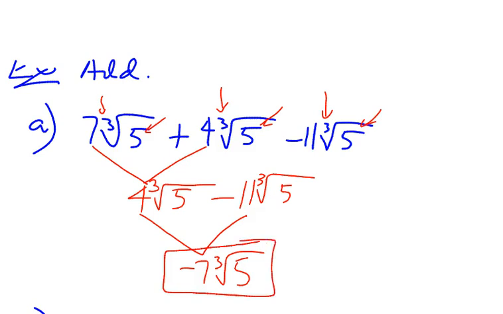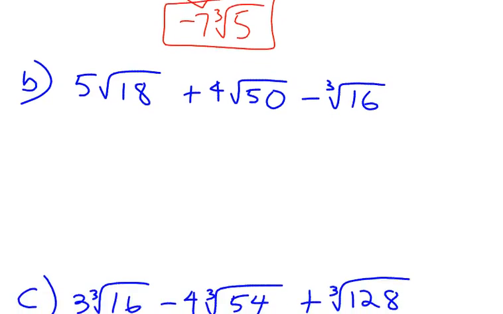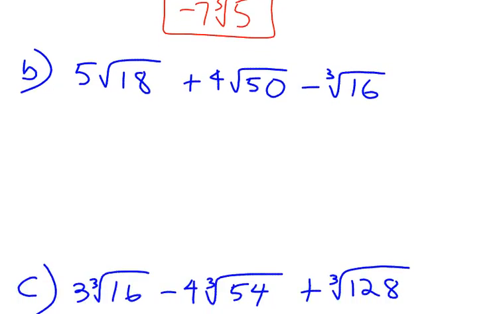Okay? Take a look at the next problem. Now, in the next problem, I've got square roots. Well, this radical's index matches this radical's index, but it doesn't match this one. I know for sure that this first radical and the second radical cannot ever add with this third radical.